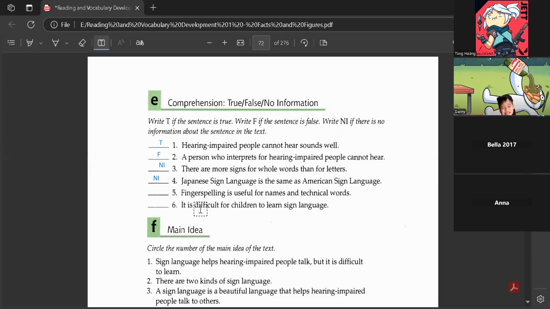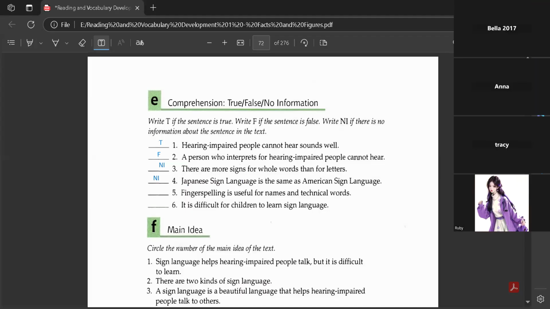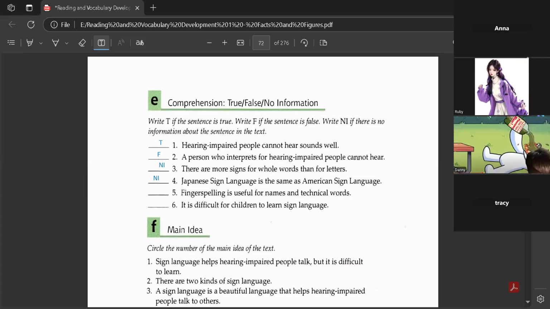Okay, number 5. Wait, is Ruby there? Ruby, are you there? Oh, okay, Ruby is back. Ruby, number 5. Finger spelling is useful for names and technical words. I think it's true. Yes, true. It's useful for sign names and technical words.